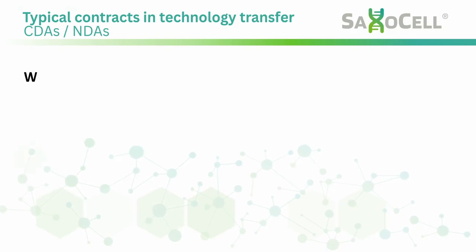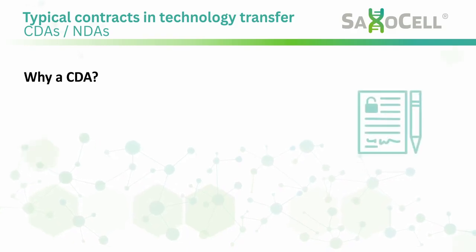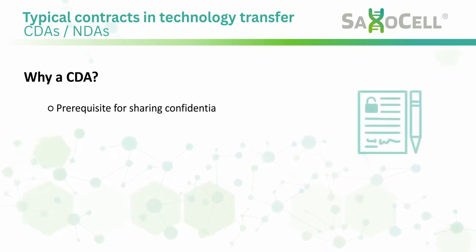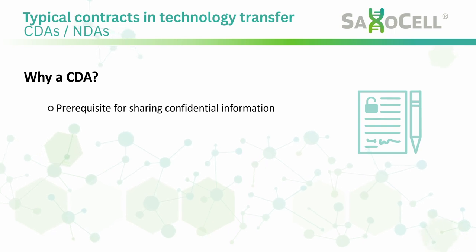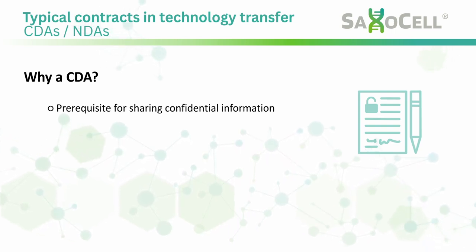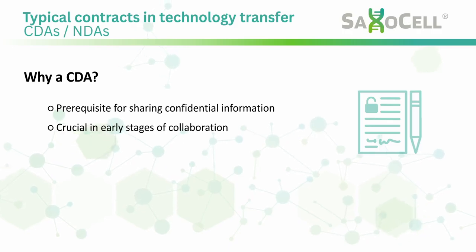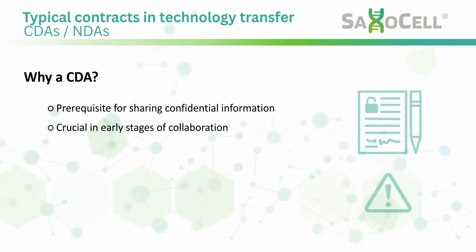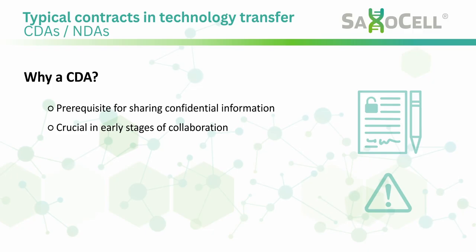So why do we need a CDA at all? Well, a CDA is essential for sharing confidential information before a formal contract is in place. It regulates the exchange and handling of information during the early stages of collaboration. Therefore, make sure your team knows and follows these confidentiality rules.